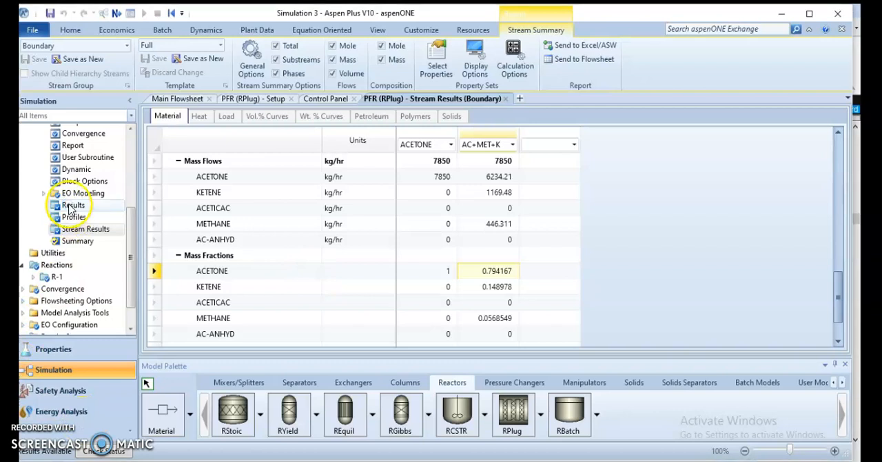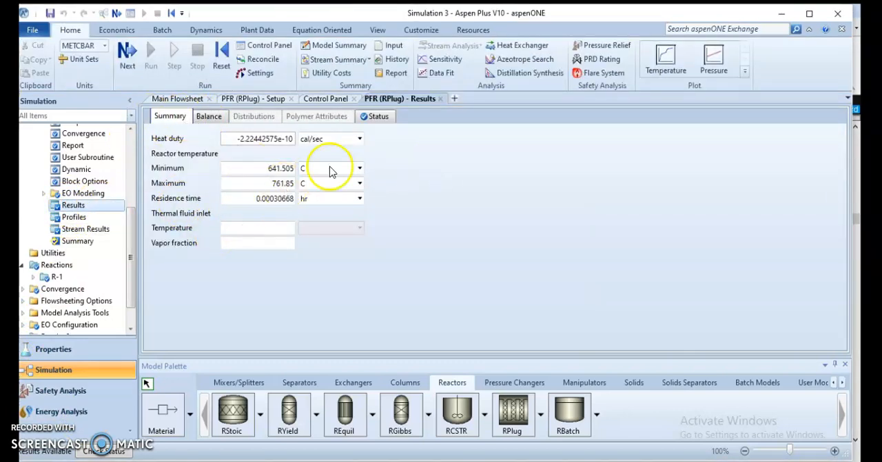In the result area, I can see the input temperature, the output temperature, and also the retention time is here. For now, I have to stop here, and we'll continue the production of acetic anhydride in the next video. Have a good time.